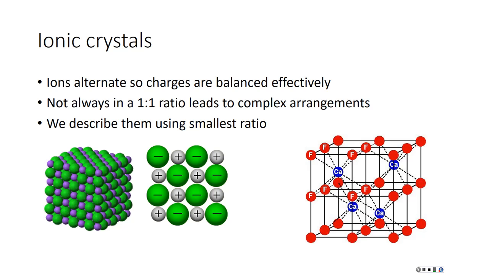So that is if you have a 1-to-1 ratio, but if you have other ratios, it gets much more complex. Calcium, for example, here, calcium is a 2+, fluorine is a 1-. So you have 2 fluorines for every 1 calcium. So you can't just alternate. You can't have positive, negative, because you have twice as many fluorines. So you get to much more complex arrangements here. And this is why we've got crystals of different shapes.